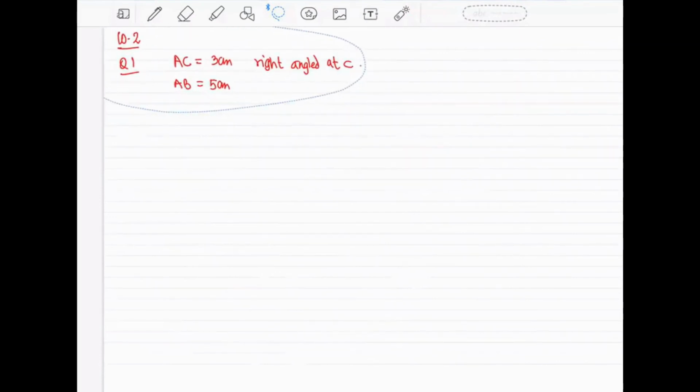I'm taking up the first question. I'm not writing the whole question here. From question number one, I'm taking up just Roman numeral one, which is sine A, cos A. If you read the question, it says: in a right triangle ABC.